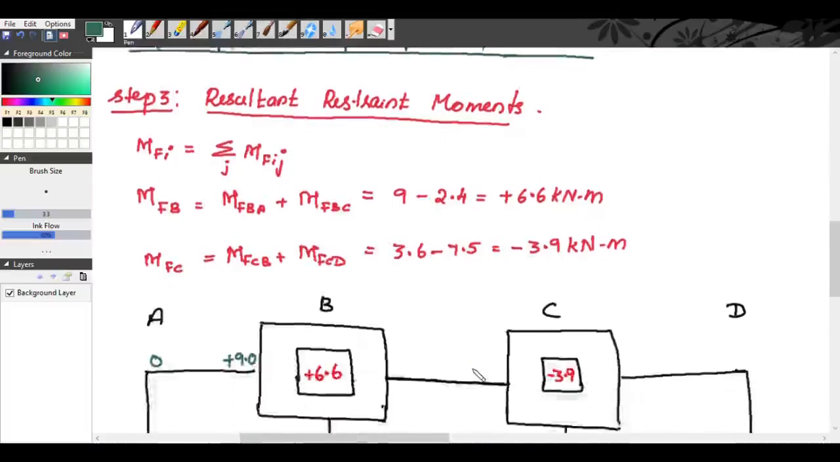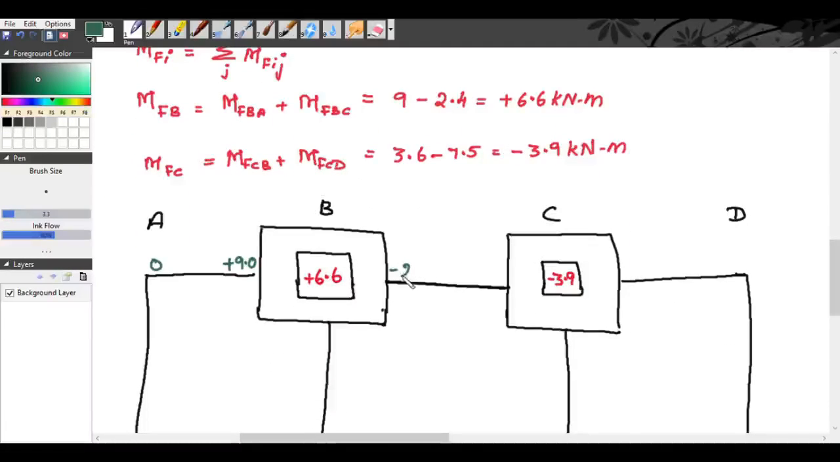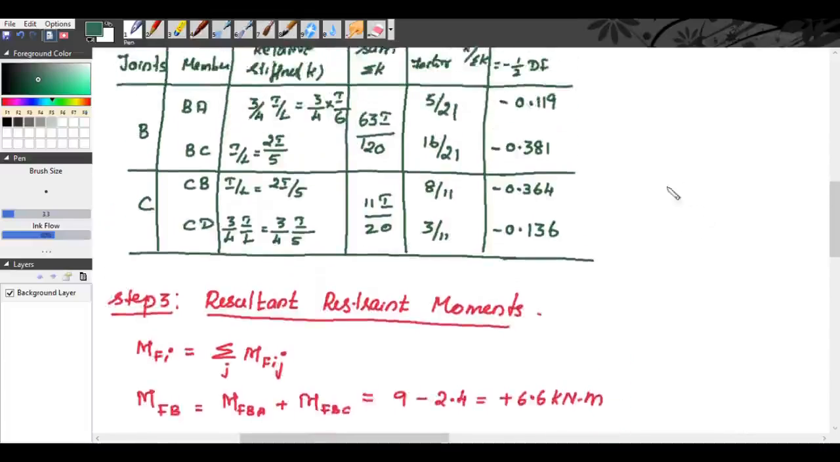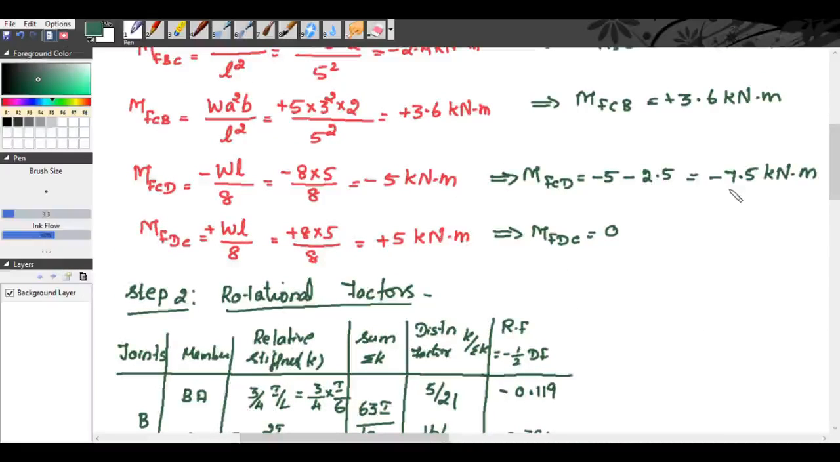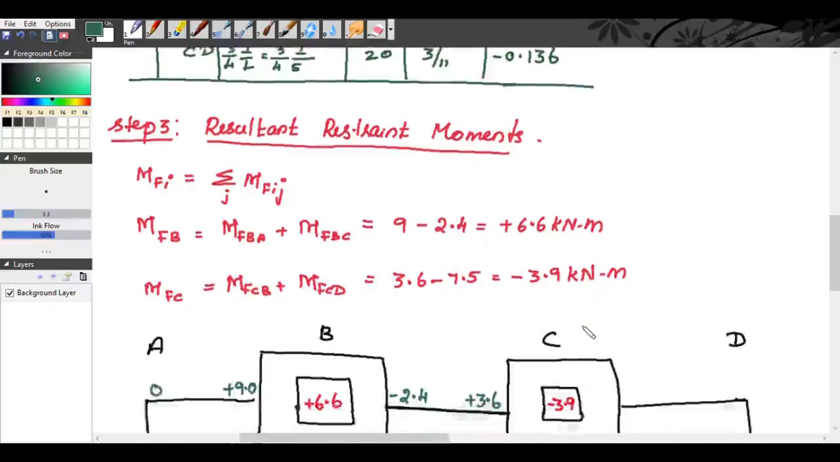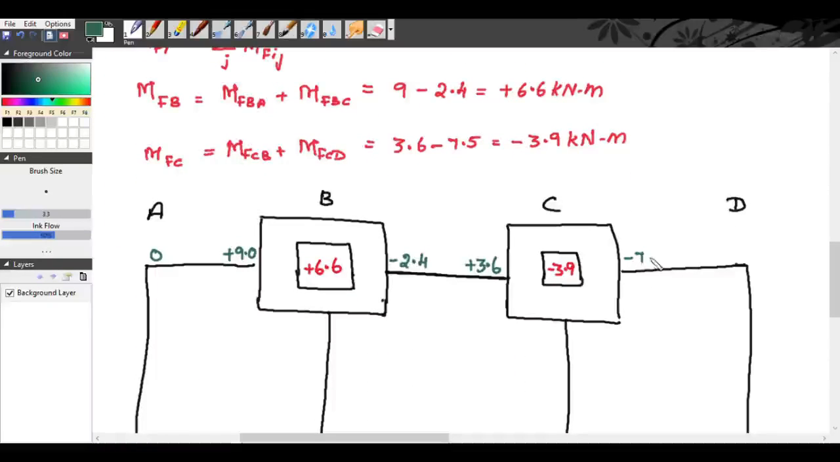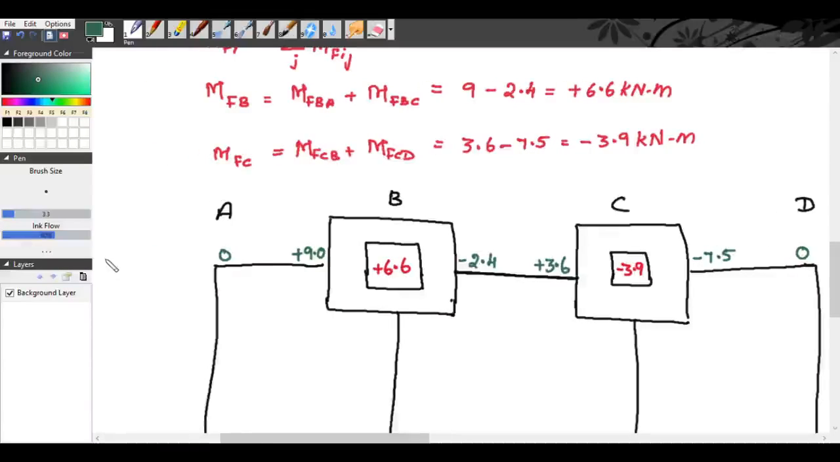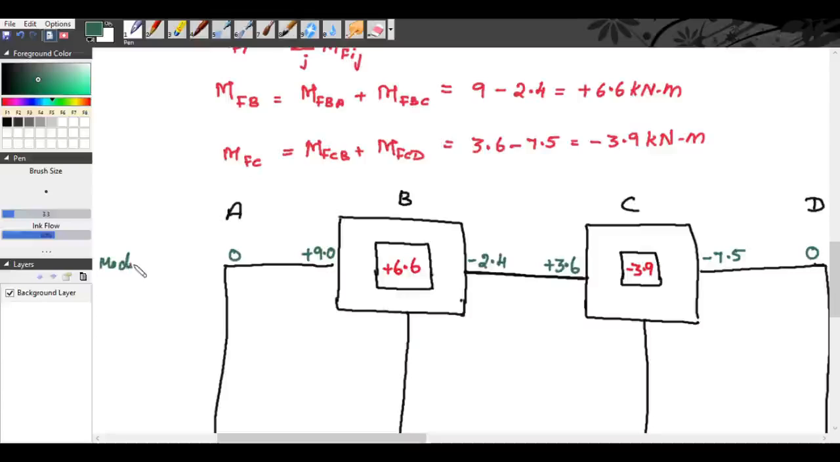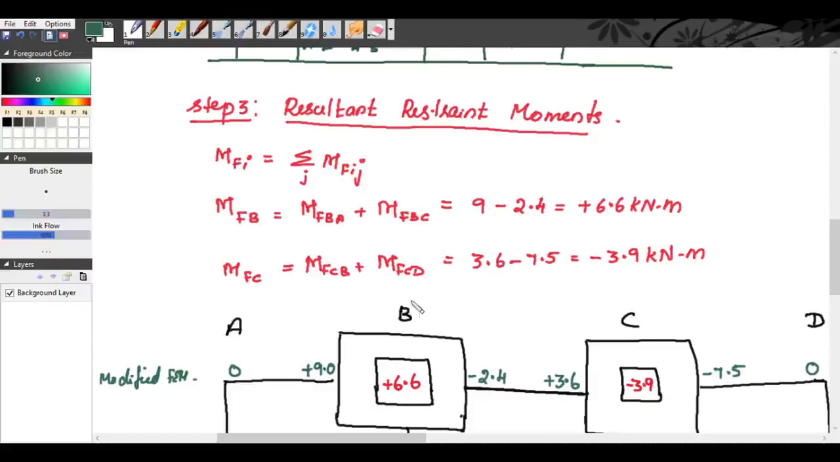So the modified fixed end moments are 0, minus 2.4 and plus 3.6. Now for BC and CD: for CD it is minus 7.5 and for DC it is 0. So actually these are the modified fixed end moments: minus 2.4 and plus 3.6, minus 7.5 and 0. Now we will write the rotation factors.